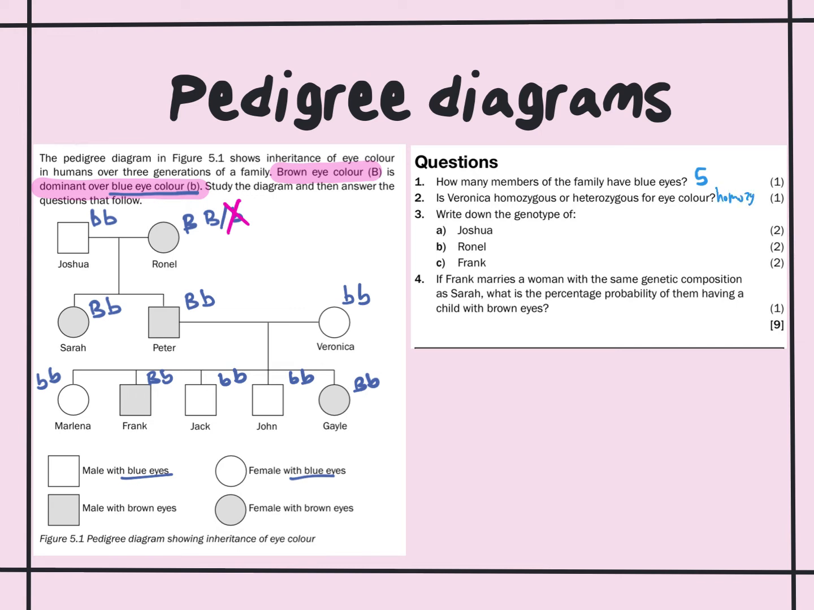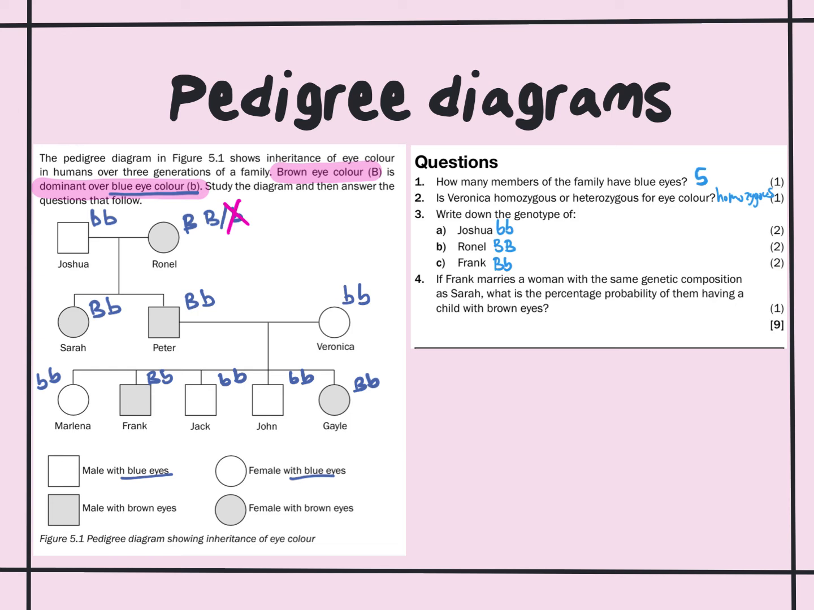Then write down the genotype of. The nice thing is you've done all the work already. You've got Joshua, Renal, Frank already there. You just now read it off the diagram. Frank, I've just seen him first, so he's big B, small b. Renal, we found out at the end that she's big B, big B, because she has no children that have blue eyes. So that means she didn't give a small b allele to any of her children. And Joshua is small b, small b. So in this case, they've actually asked 3 different individuals' genotypes.